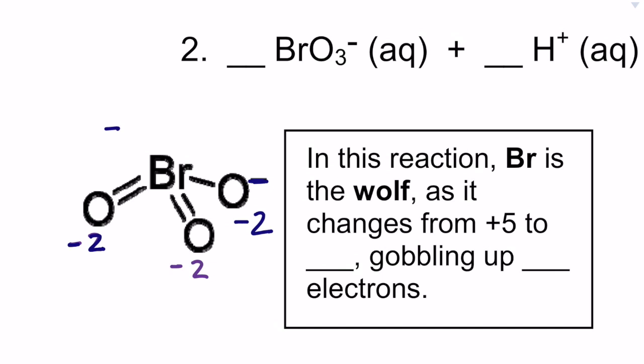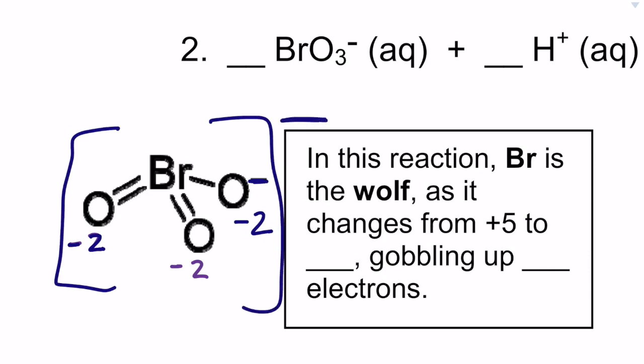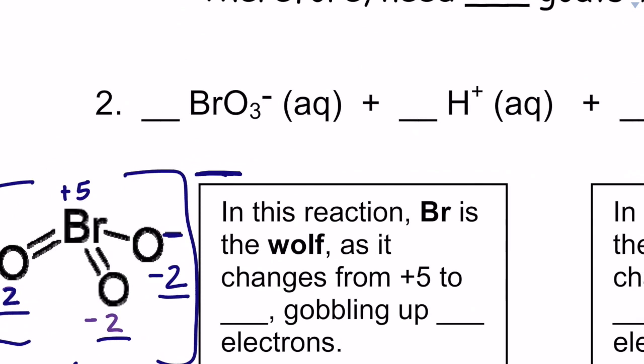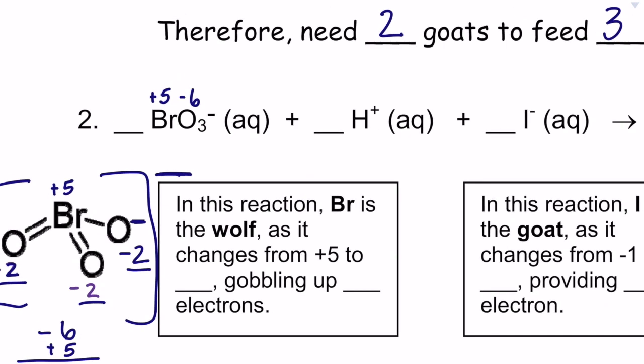Recall that the oxidation number for oxygen is always -2. However, the overall charge in the entire species must be -1. That means that our bromine's oxidation number must be +5, because if we have 2, 4, 6 negative charges, we need the outcome to be -1, which means we have to add only 5. So the oxidation number for bromine is +5. And for all the oxygens, the total is -6.